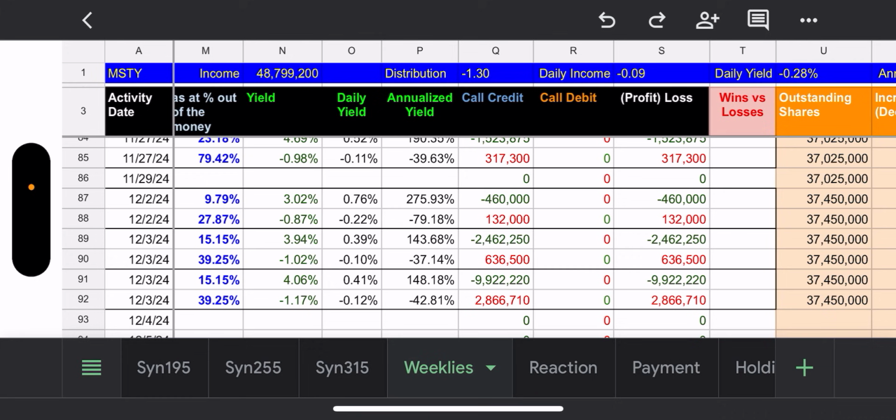Again, this does not include the synthetic income, which is the movement of the underlying. This is just selling calls on a weekly basis, or selling call credit spreads on a weekly basis. And they have not been successful on this 4-week period.